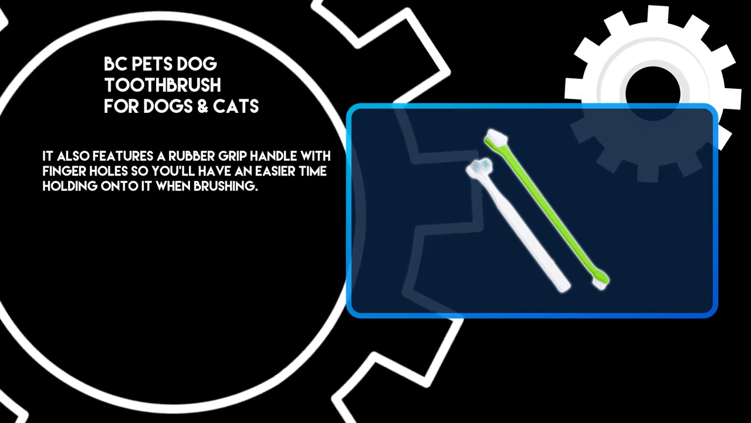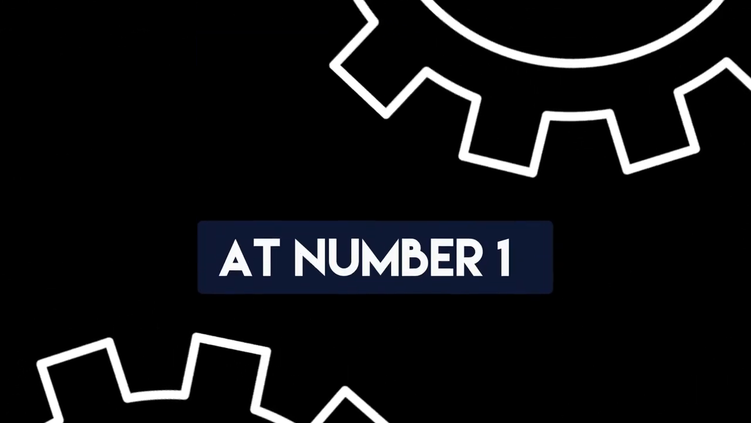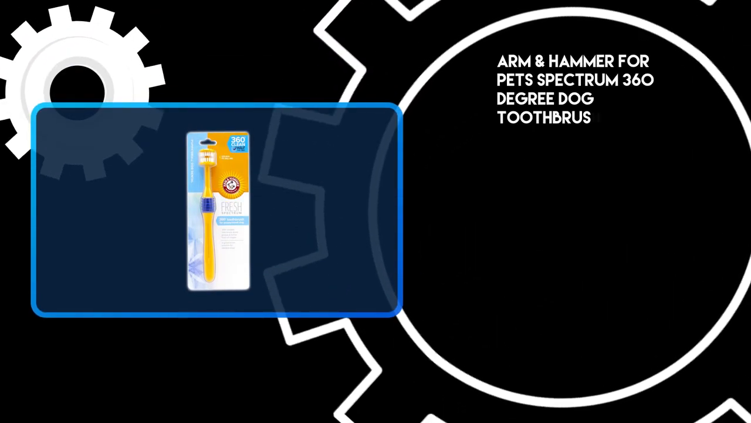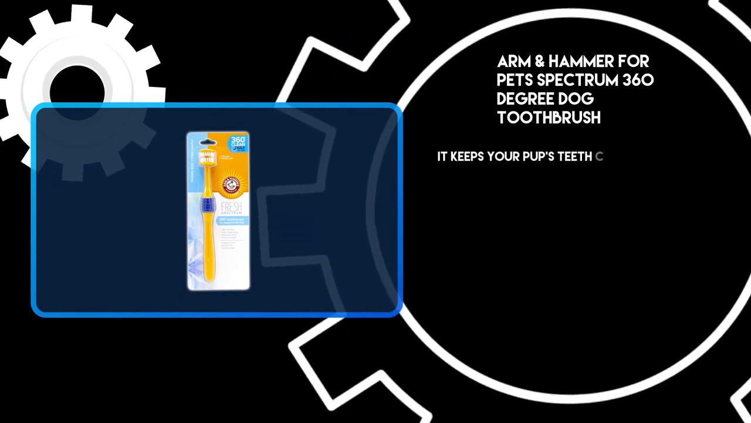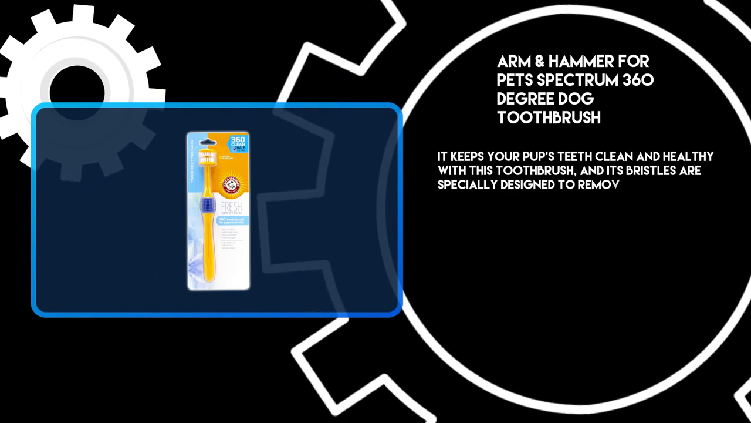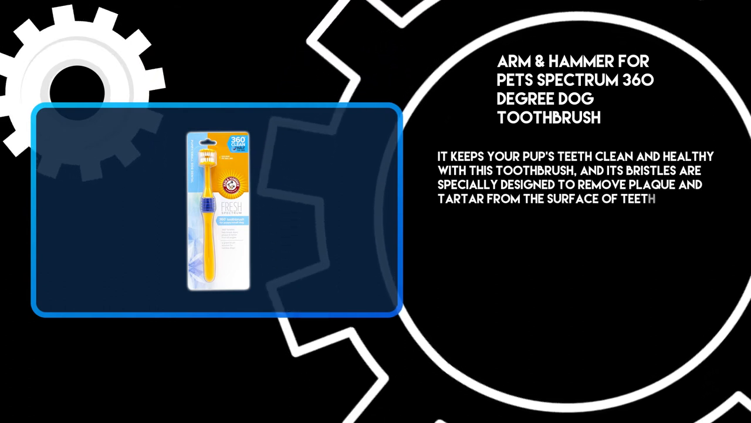At number 1, Arm & Hammer for Pets Spectrum 360 Degree Dog Toothbrush. It keeps your pup's teeth clean and healthy with this toothbrush, and its bristles are specially designed to remove plaque and tartar from the surface of teeth.